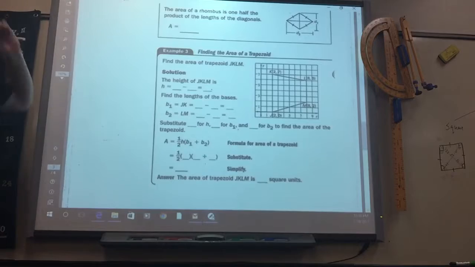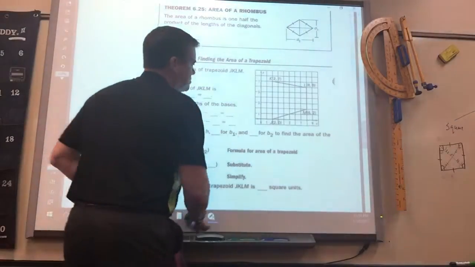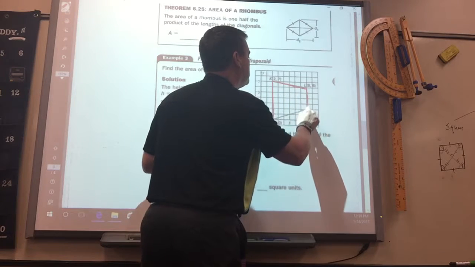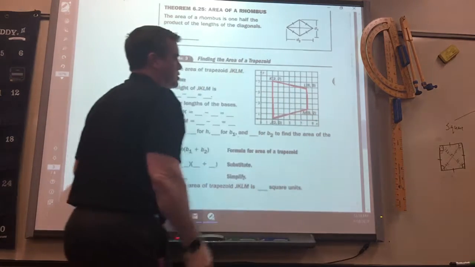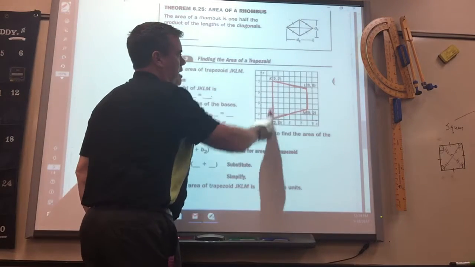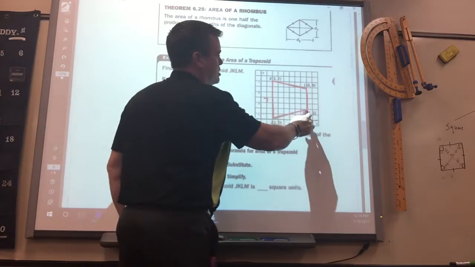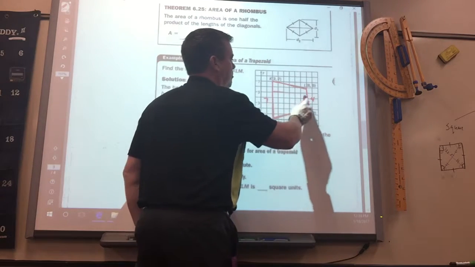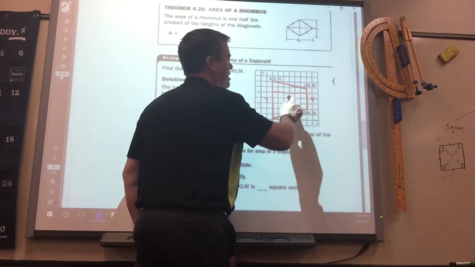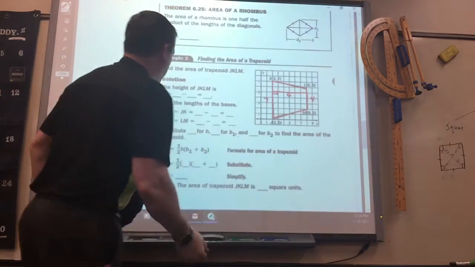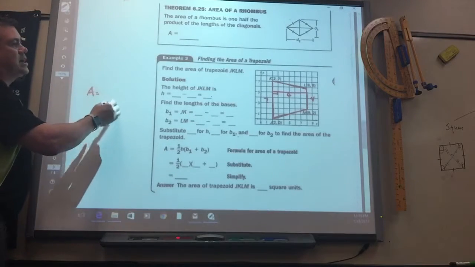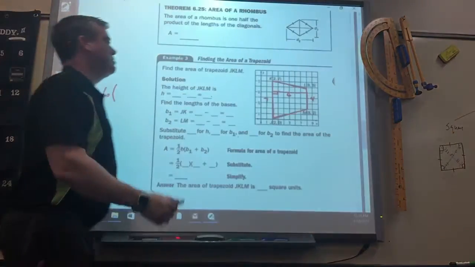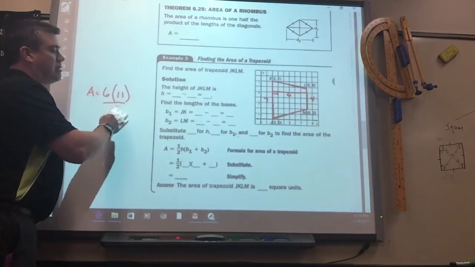Okay, here we got to find the area of this trapezoid. They put it on a coordinate system for you. So all you got to do is count. This base right here is 7. This base is 1, 2, 3, 4. The height is the distance between them. 1, 2, 3, 4, 5, 6. So the area is the height, which is 6, times the bases added together, which is 11, divided by 2.